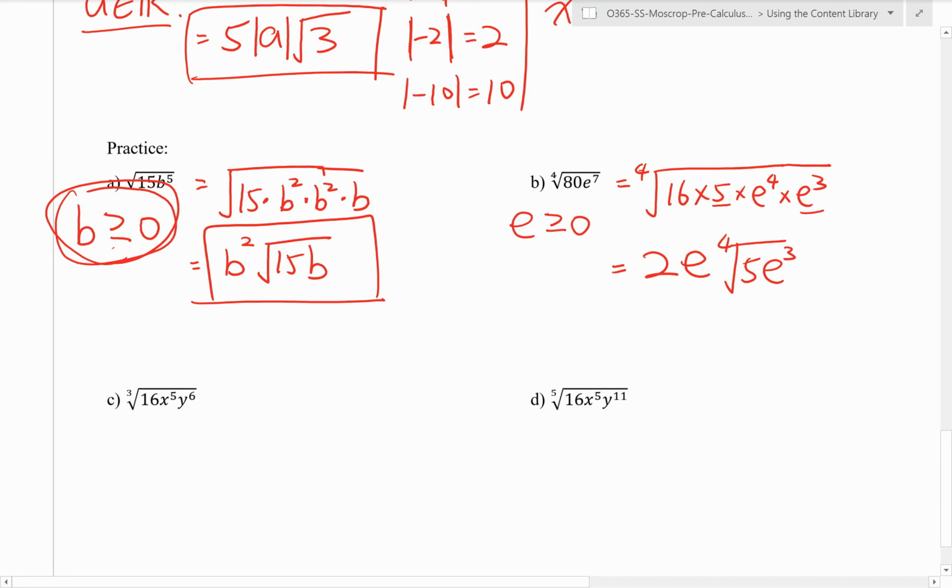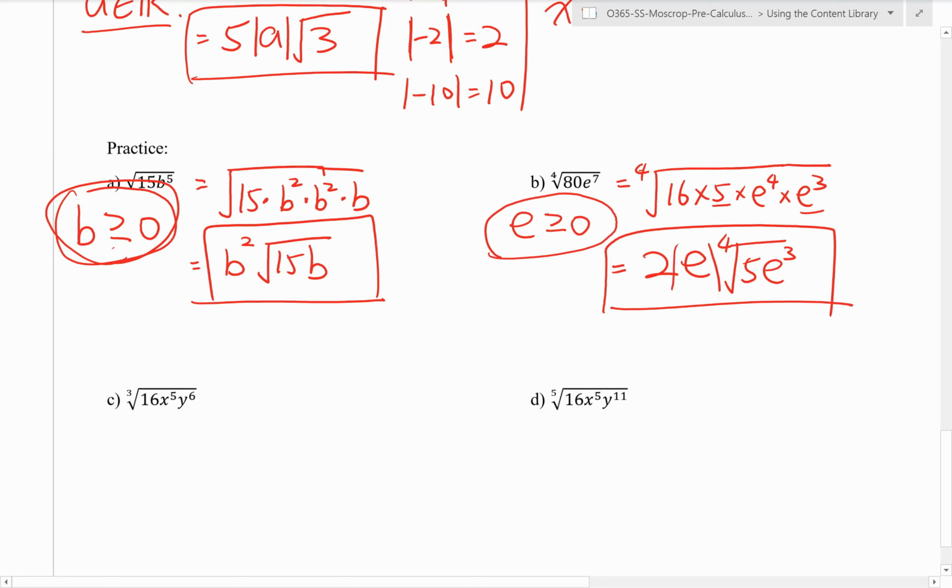Okay. Now, what do you think? Do we need to put absolute value sign for e in this case? The answer is no. Okay, because you already defined e is bigger than or equal to 0. So this will never be negative. So now we're okay. If you don't define that, then you will need to put absolute value sign there. Okay, if you do not define e is bigger than or equal to 0, then you will need that.